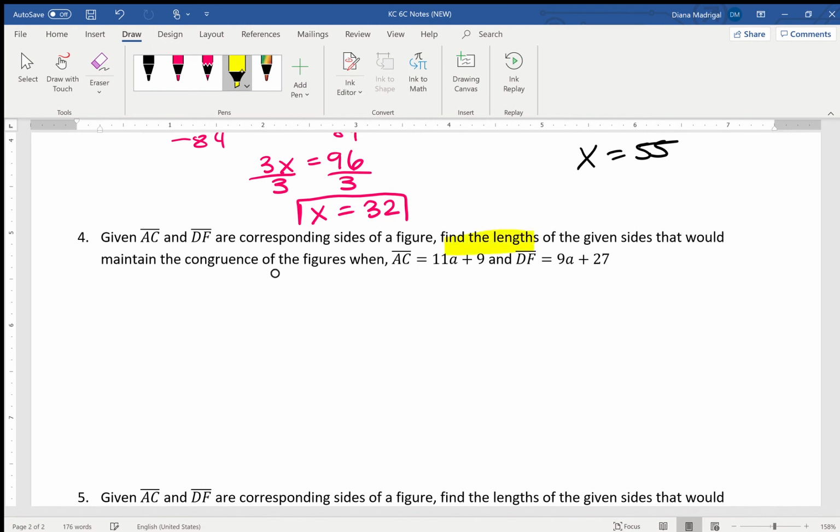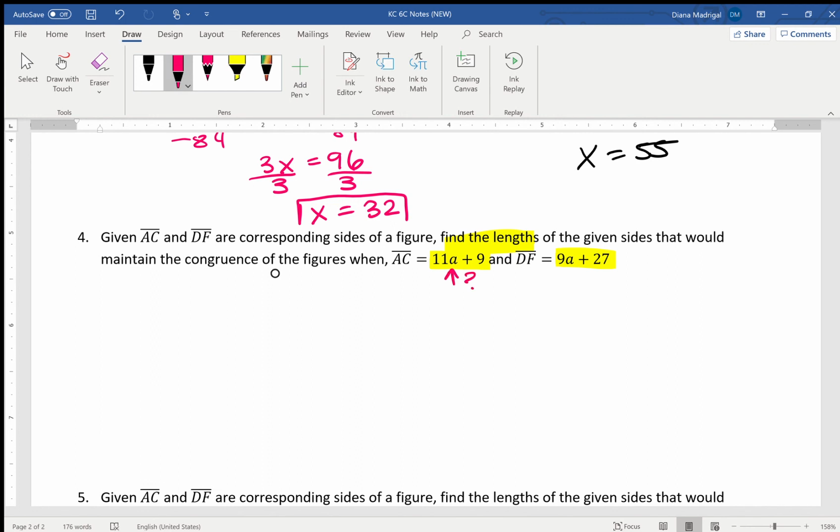And that's the question that we all get confused. The length for line AC is given to you. It's 11A plus 9, and the length for DF is given to you, 9A plus 27. Again, you never see anyone talking about the length with variables. You never say, oh, the length of the table is 11A plus 9. No, right? We have a number. How do you find that number? Well, since we do have a variable, that means that we need to figure out how much is A.